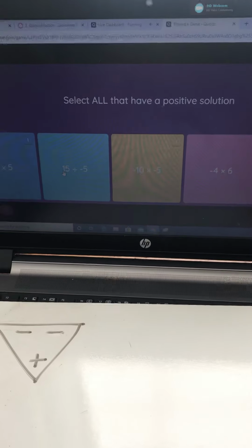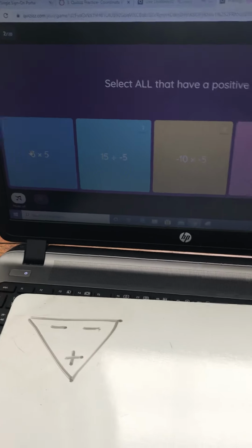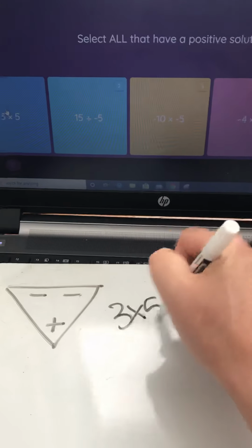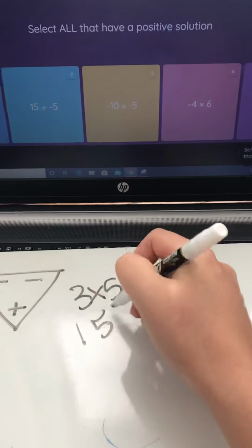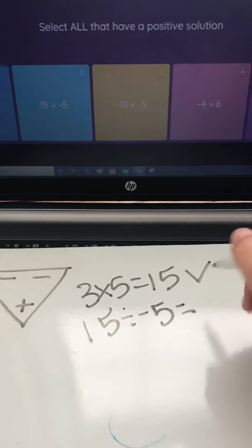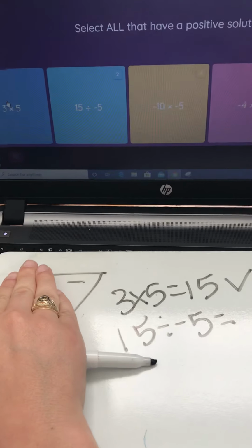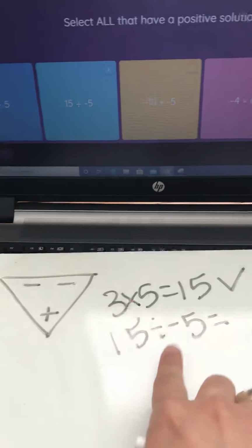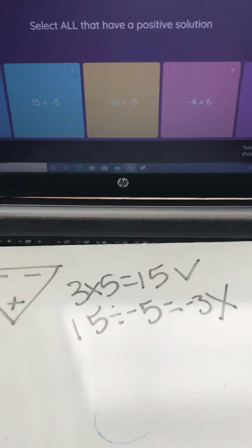So here we're going to select all that have a positive solution. So number one, 3 times 5, we know that's easily 15. That one works. 15 divided by a negative 5. So if I look over here, if I have a negative and a positive, if I cover those up, my answer is going to be a negative. So here our answer would be negative 3, and that does not work for a positive solution.